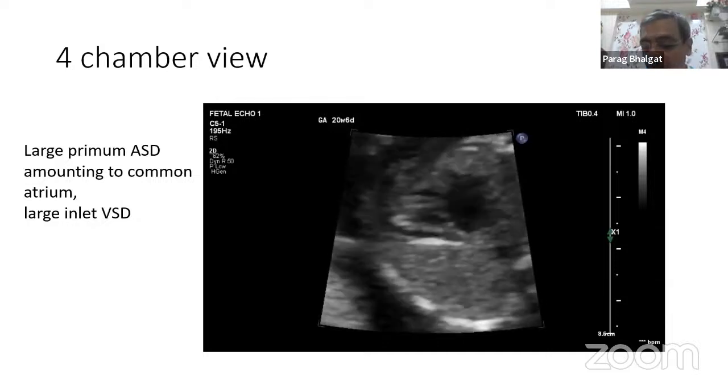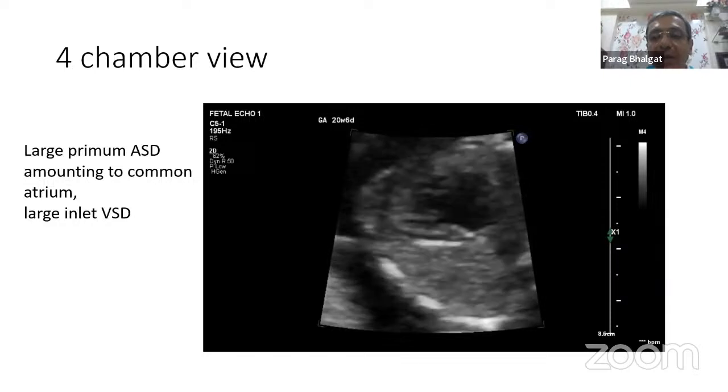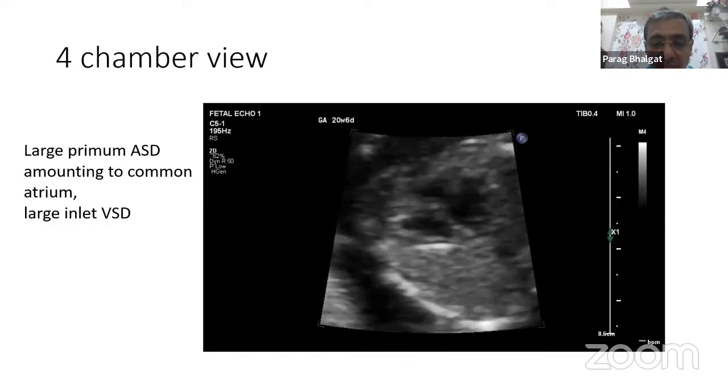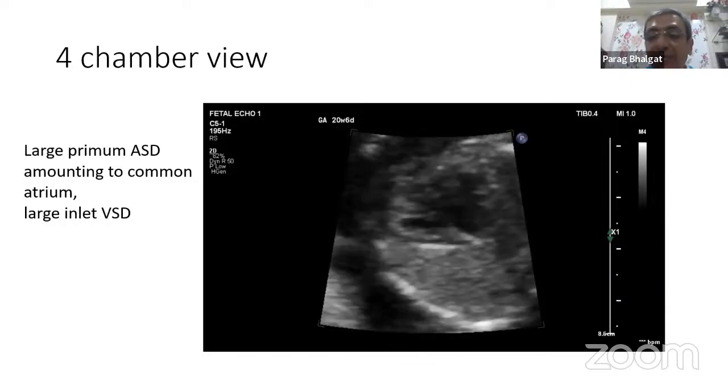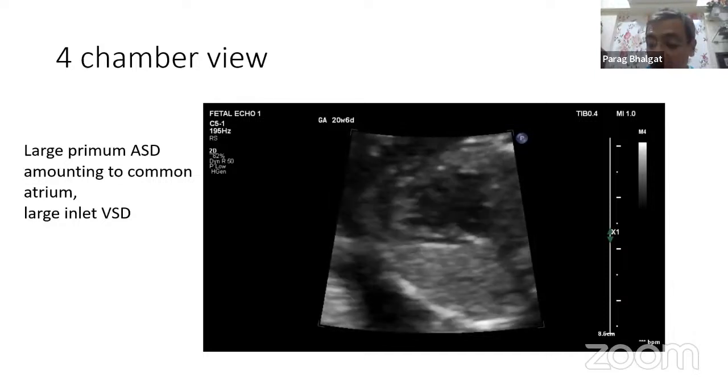ASD, VSD, and common atrium. Common atrium is when there is no interatrial tissue. If there is a primum ASD, there is some interatrial tissue. So there is a difference in definition. Common atrium is when there is no interatrial tissue, but there are two atria. There is nothing called a single atrium.